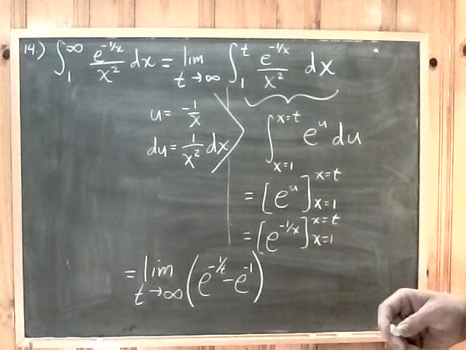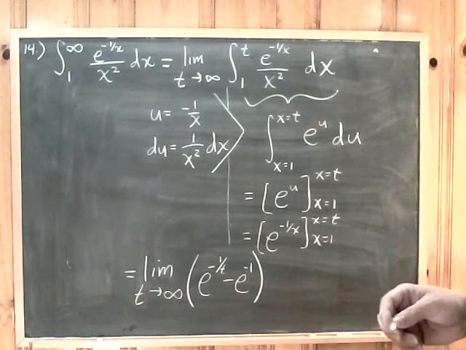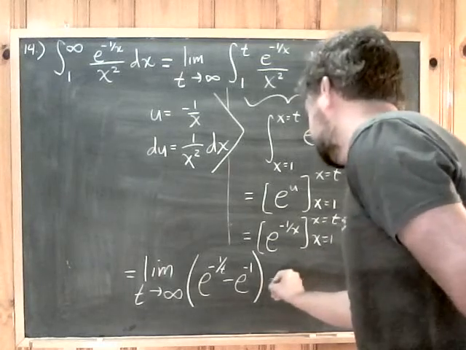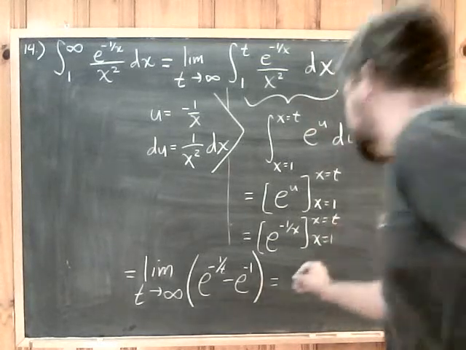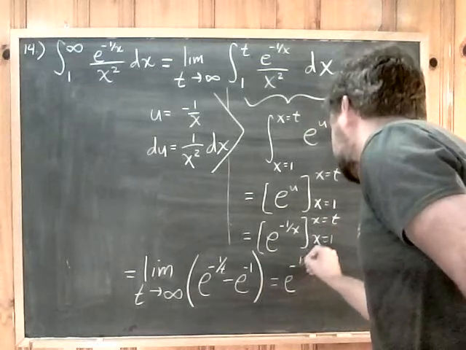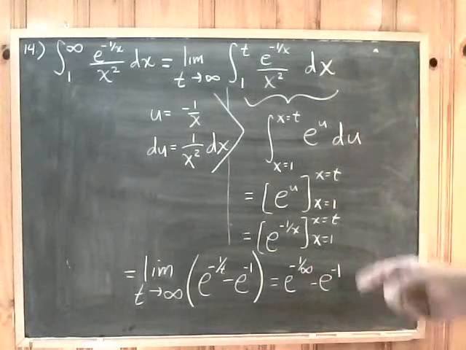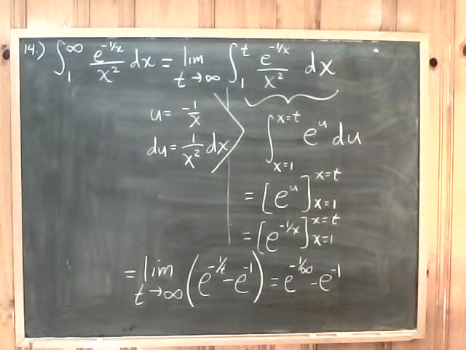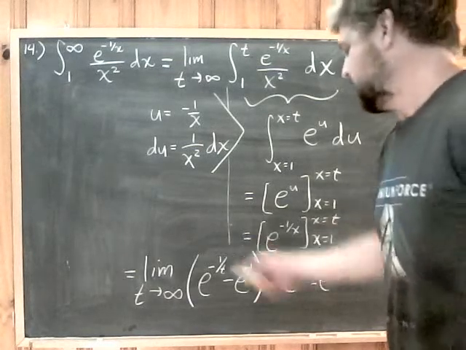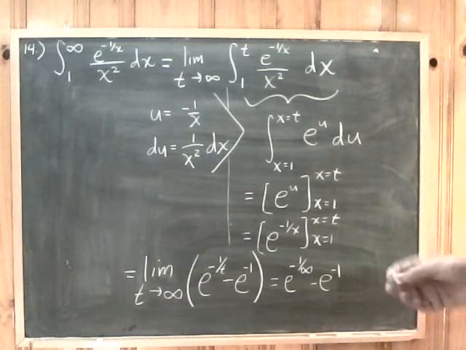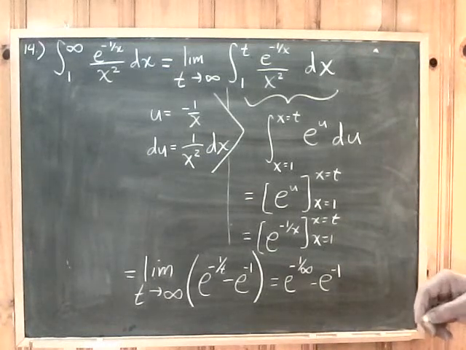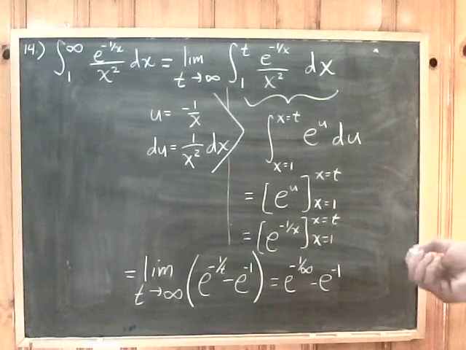And then you basically turn it into, and it's perfectly okay to show it this way, e to the negative 1 over infinity minus e to the negative 1. As long as you remember that e to the negative 1 over infinity means take the limit of negative 1 over t as t goes to infinity. It takes a long time to write that inside, so you can just plug in infinity. But remember, whenever you plug infinity in, it means taking the limit.